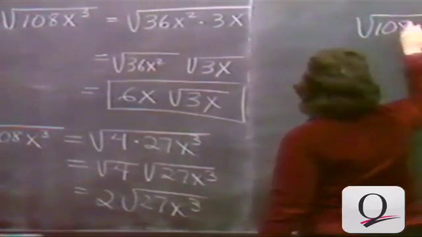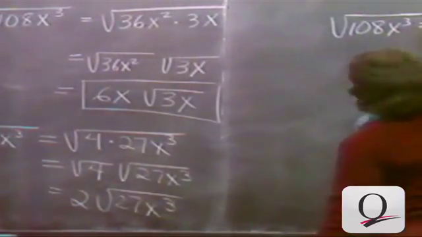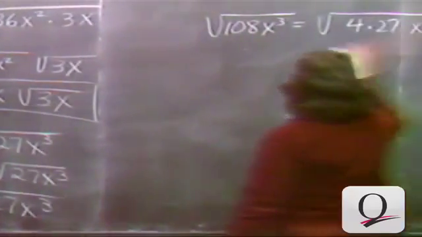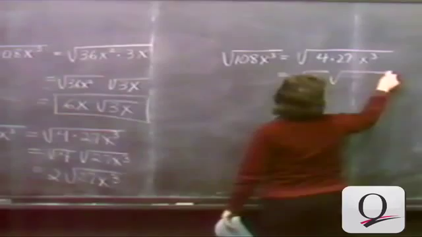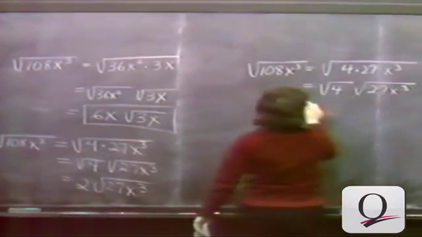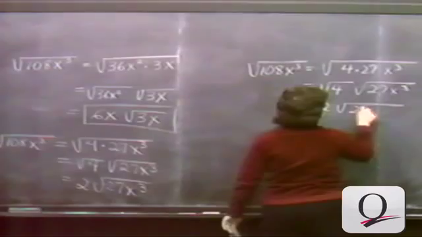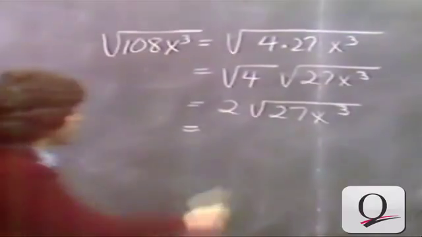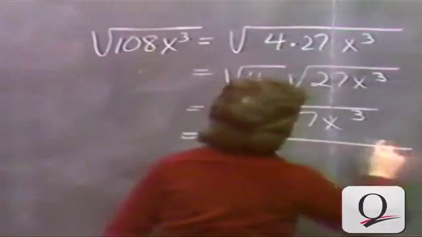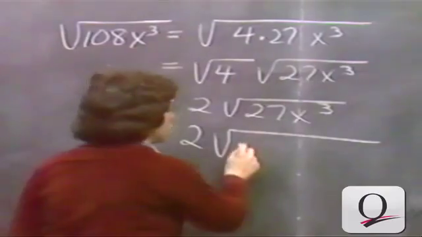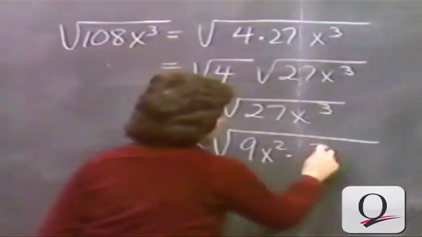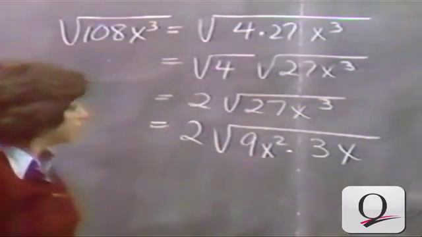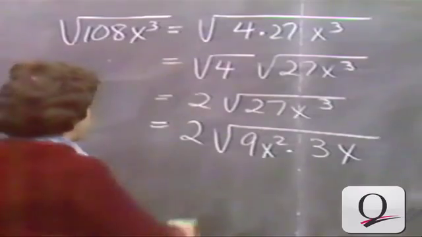The square root of 108x cubed, I wrote it as 4 times 27x cubed. This is as far as we've gotten. 2 times the square root of 27x cubed. Now we look at 27x cubed and say, well, there's still perfect square factors of that. 27x cubed can be broken up into 9x squared times 3x. Okay, 9 is a perfect square factor of 27. And this step, I'm going to also take the x squared in with it.